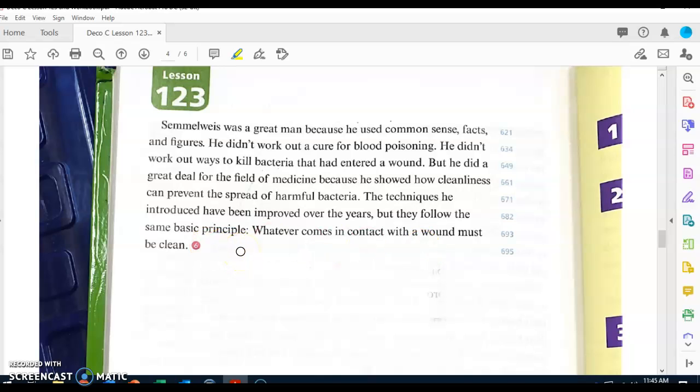Let's go ahead and listen to the last question. What disease did Semmelweis die of? So Semmelweis died of the disease that he had learned to control, which is blood poisoning.